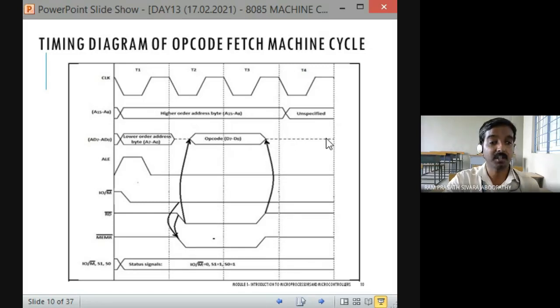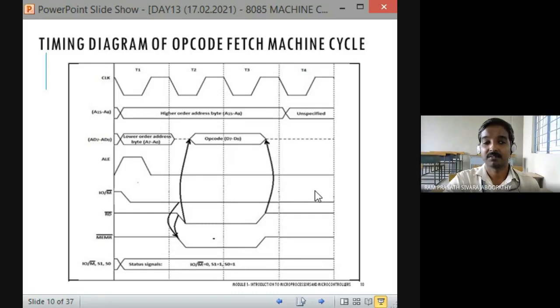Now the bus operation is not needed for the processor during the T4 state. Once it has taken the opcode, it is available in the instruction register to perform the decoding operation. It doesn't require the bus. So ALE is still low, IO/M bar is still low, RD bar gets disabled at the end of T3 state, so it is high. The status signals IO/M bar, S1, S0 maintain the same status during the entire cycle. Correct? So in the last T4 state, the decoding takes place.